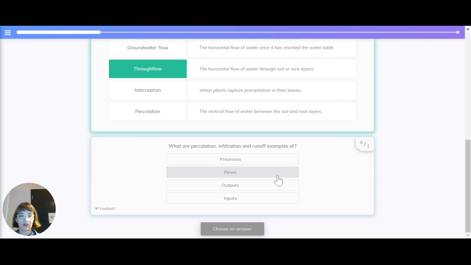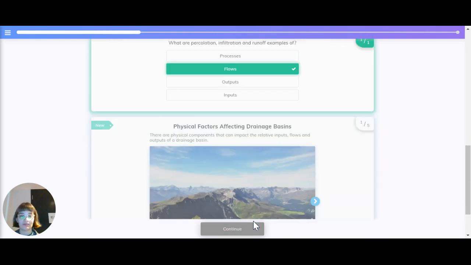What are percolation, infiltration, and runoff examples of? These are examples of flows.